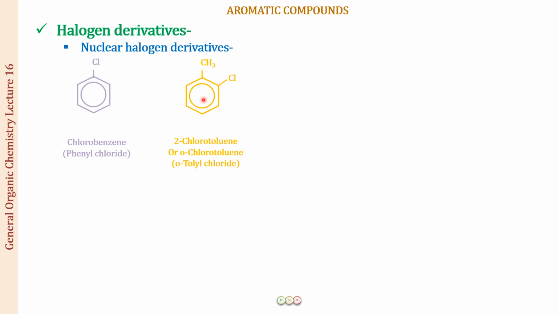But generally, we use the base root word toluene, all right? Because this is CH3 attached to the benzene ring, and this is the common base root that we use, toluene. So this is going to be position number 2 for the chlorine. So this becomes 2-chlorotoluene or orthochlorotoluene. And the common name for this compound is ortho-toluene chloride.